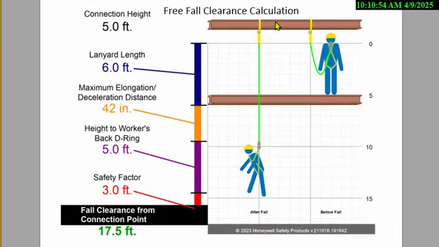Here we're going to tie at the same level. Our anchorage point is a connector strap. Our D-ring height is the same. We use a 6-foot lanyard. Our free fall distance is 6 feet.